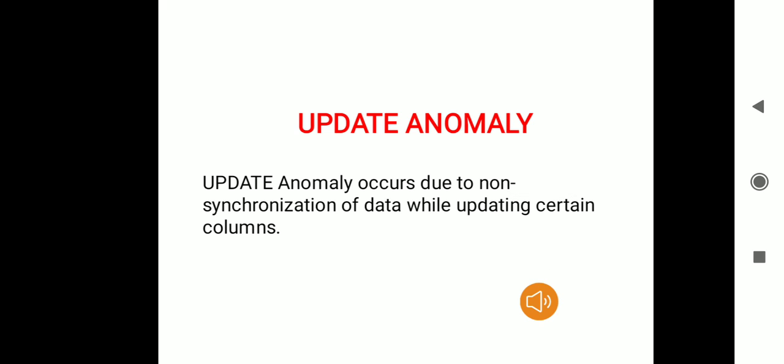The second type of anomaly is the update anomaly. Update anomaly arises due to non-synchronization of data while updating certain columns in a table. That means some entries in a column might get updated whereas some entries may not. In the next slide, I will explain it with the help of an example.